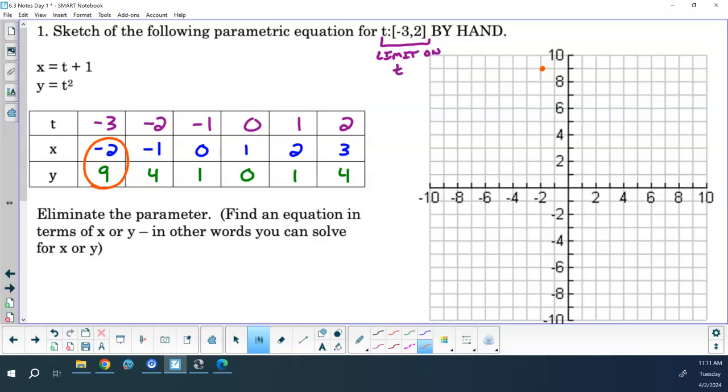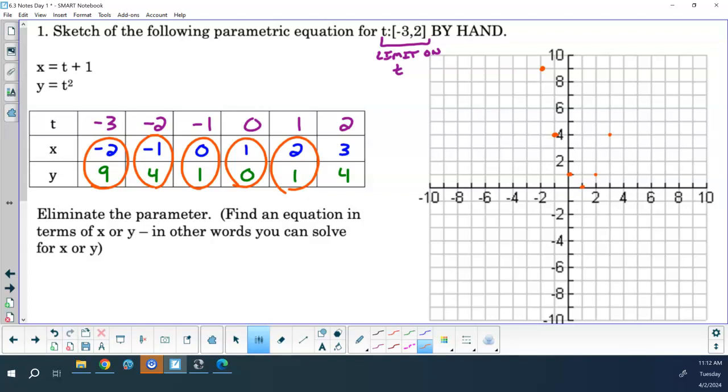My next point is -1, 4. Right there. My next point is 0, 1. There. My next point is 1, 0. There. My next point, 2, 1. And 3, 4.